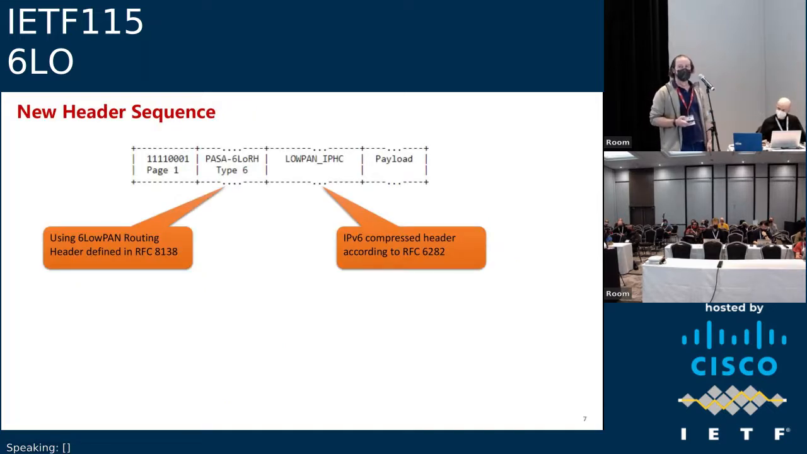So as for the encapsulation format itself, what we have now is to use the 6LoWPAN routing header as suggested, as defined in RFC 8138. So we will have page 1, this routing header, and then the normal LOWPAN_IPHC, so basically the IPv6 compressed header according to RFC 6282. Okay, no special treatment there.